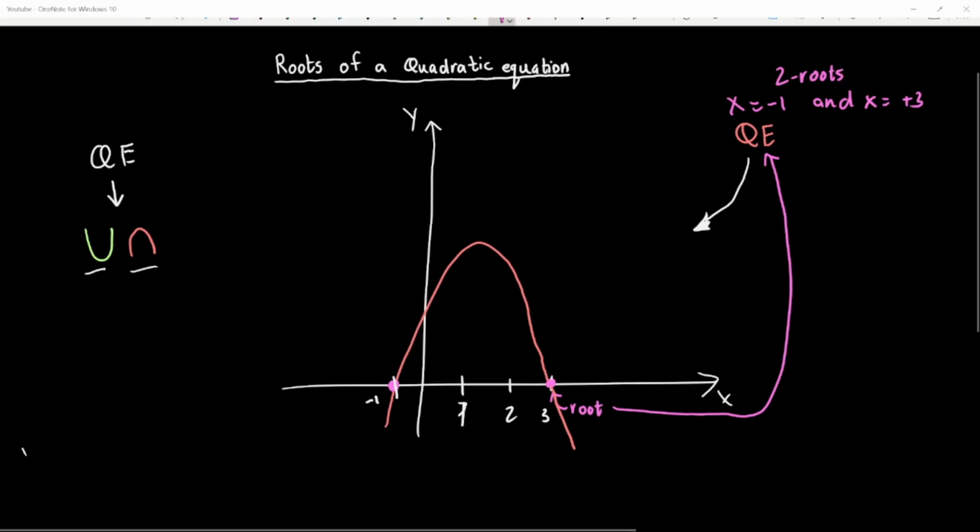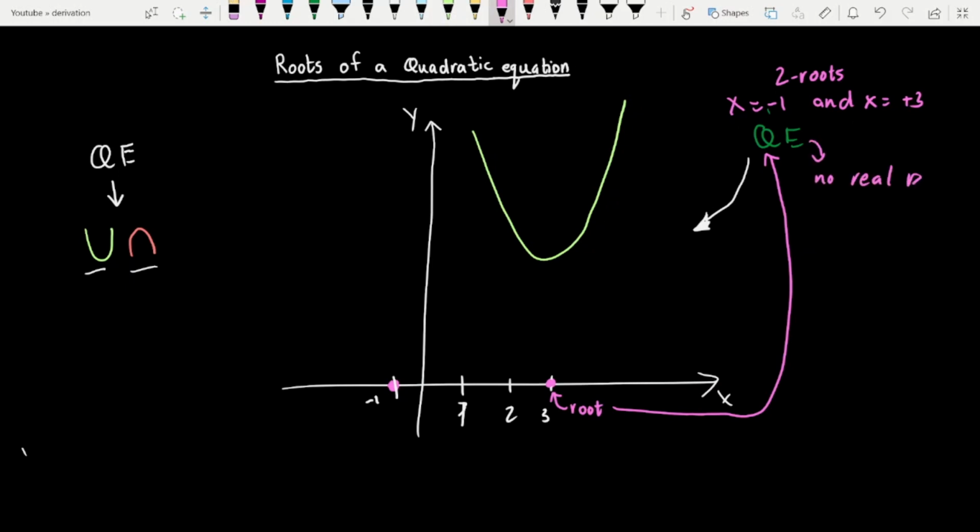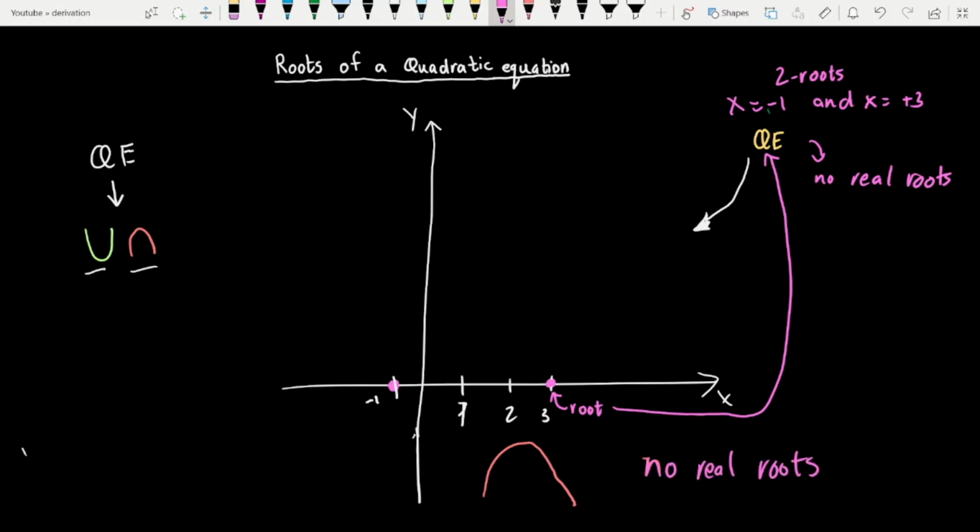Let's say you had a different quadratic equation, and for that one, I'm just going to erase this. You had a different quadratic equation, so this is QE. And for that equation, your smiley face was way up over here. Now in this case, you would have no real roots, because you can clearly see your smiley face does not touch the x-axis anywhere. Let's say you had a different quadratic equation, and you got a sad face from that equation, and it was something like this. In this situation, your sad face does not touch the x-axis anywhere, so your quadratic equation would again have no real roots.